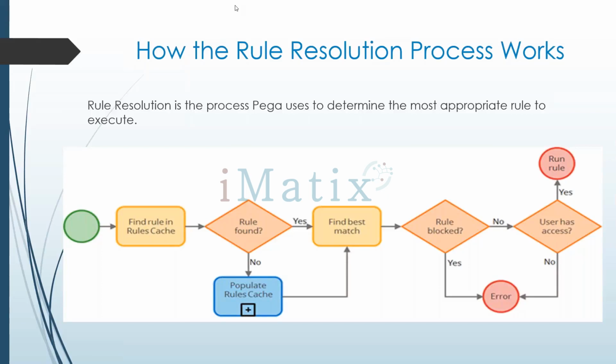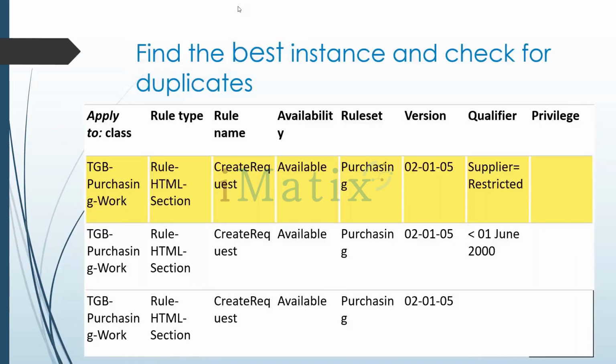The first one is finding the best instance. What is the best instance here? Of the 3 candidates I see, 2 of them are related to circumstances and one is the base rule. For example, the first one is based on a qualifier where supplier is equal to restricted. If in the given context of the case execution, the supplier property is set to restricted, then this highlighted rule is going to be picked. This is completely a context-based thing that the system checks.